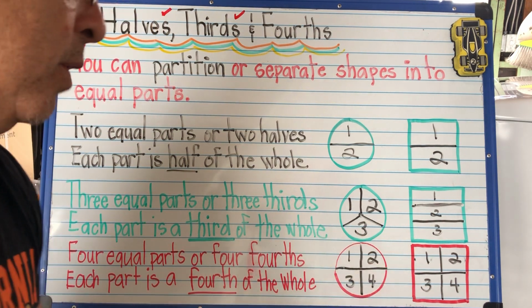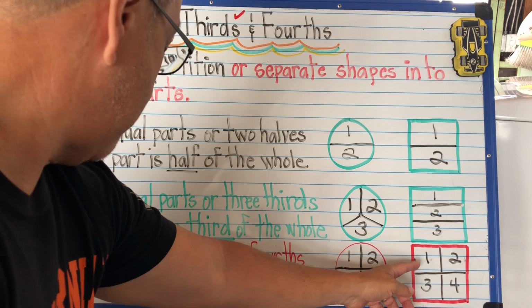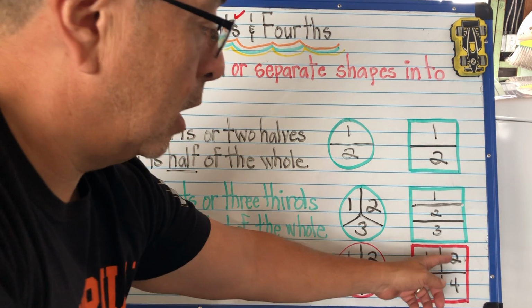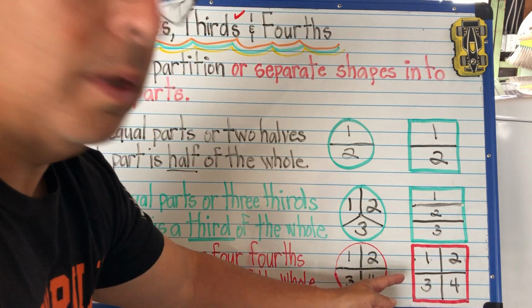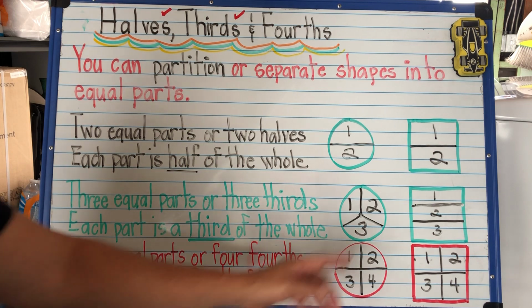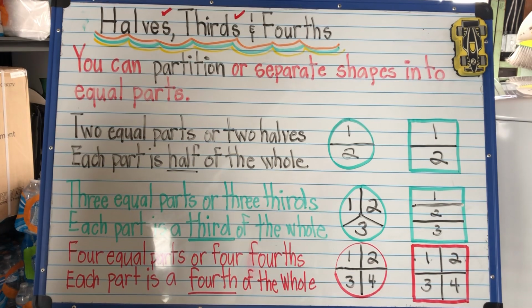And that's the same thing over here with the square. This is 1 part or 1/4 of the whole thing. This is another 1/4 of the whole shape. Here's another 1/4 of the entire shape, and there's the other 1/4 of the entire shape.